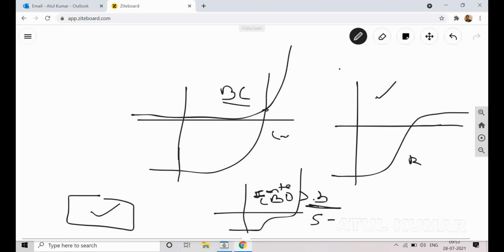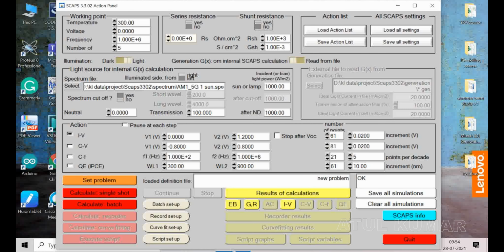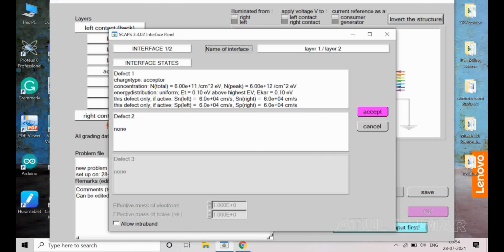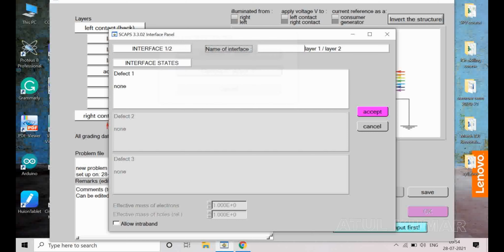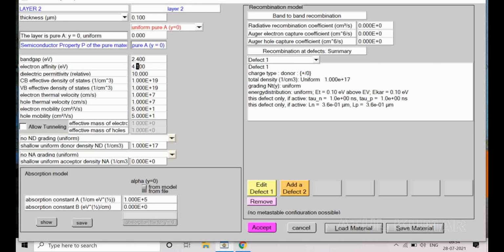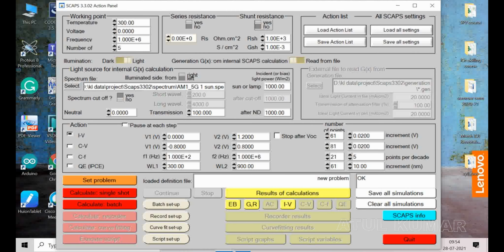Okay. One more behavior you can see. Let me show you. I will just remove all those things. So remove defect 1, accept it. Now the defect is removed. I will keep these things the same. Let me just nullify it so that it is better visible to you. Now in this IV curve, I will take the effect of series resistance and shunt resistance.